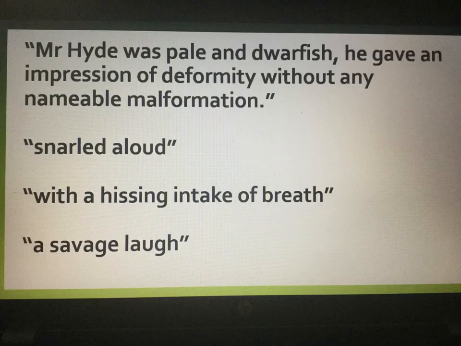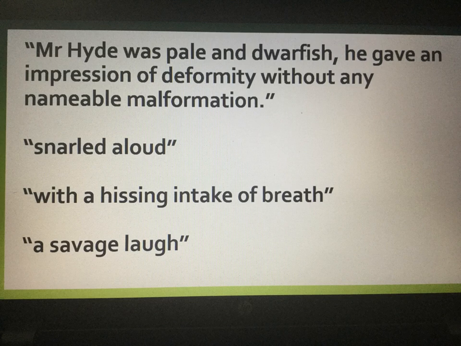Quick, short, key quotations to remember about Hyde are as follows. "Mr. Hyde was pale and dwarfish." "He gave an impression of deformity without any nameable malformation." "Sneered aloud." "With a hissing intake of breath." "A savage laugh." Again, short quotations we can analyse if we get a question on Hyde.